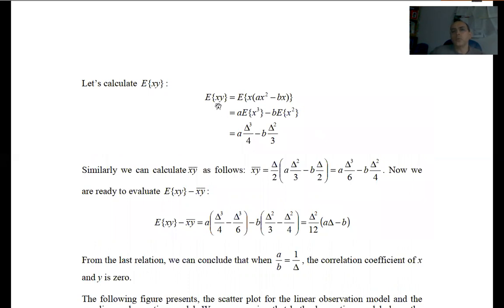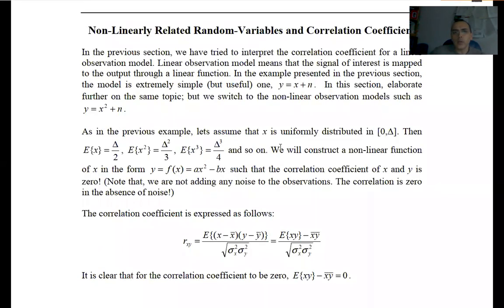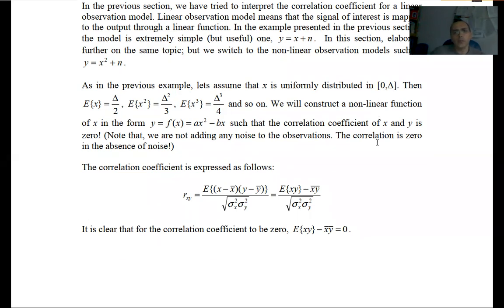So the expected value of the product of x times y is calculated. x times y is equal to, as you see, ax squared minus bx. So if I operate this, I get something like that. In this case, what is x? As I have said in the earlier cases, x is uniformly distributed from 0 to delta. In the earlier example, delta was set as 10. Maybe you can remember the x-axis was from 0 to 10. So I'm again assuming something like that, but I'm just writing delta here, not 10.